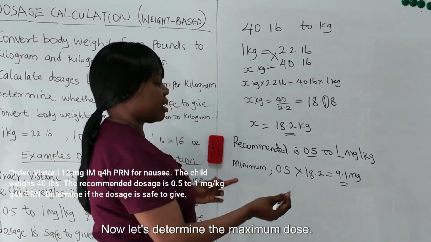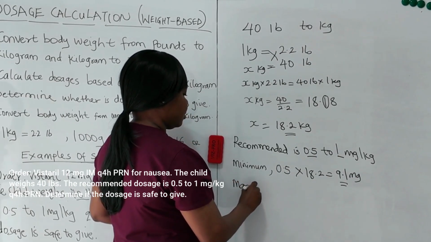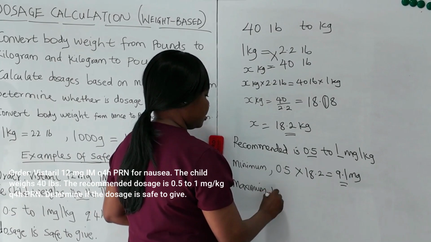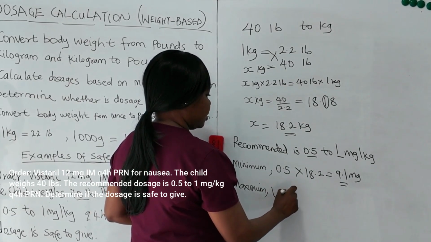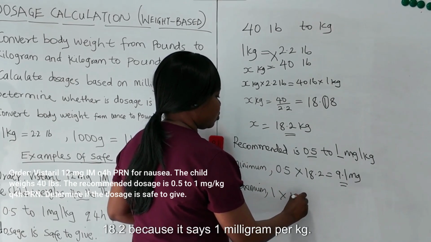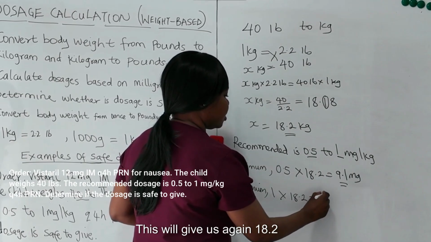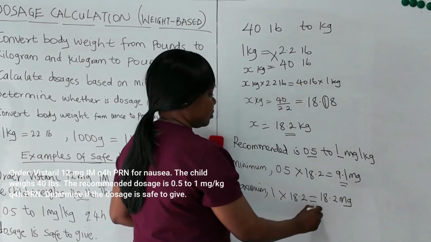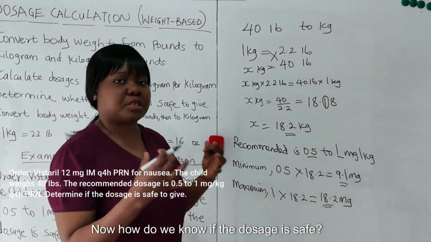Now let's determine the maximum dose. So the maximum will be 1 multiplied by the weight, which is 18.2, because it says 1 milligram per kg. This will give us again 18.2 milligram. This is the maximum. Now, how do we know if the dosage is safe?